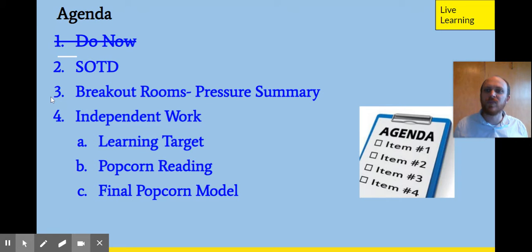I'm going to keep going. We're going to have a scientist of the day today. In breakout rooms, we did a little pressure summary. I am going to do some of that for you, if you missed live class. I won't do all of it. Then I will go over the independent work for you, the learning target.